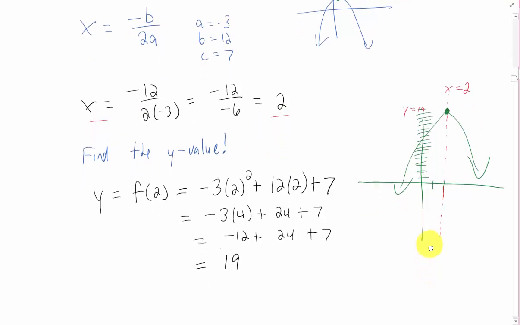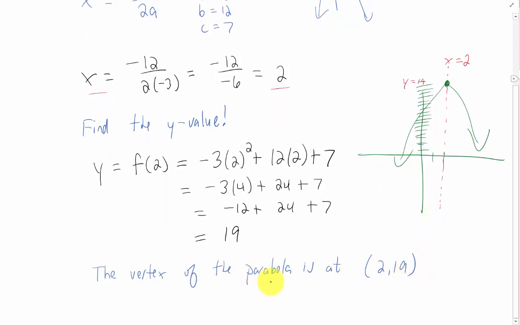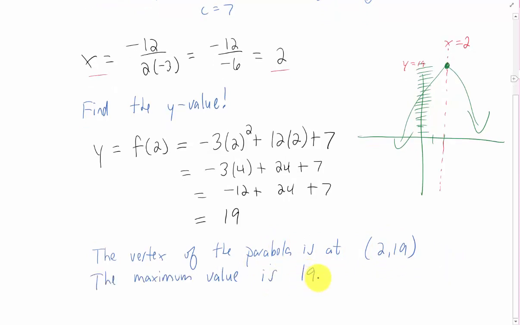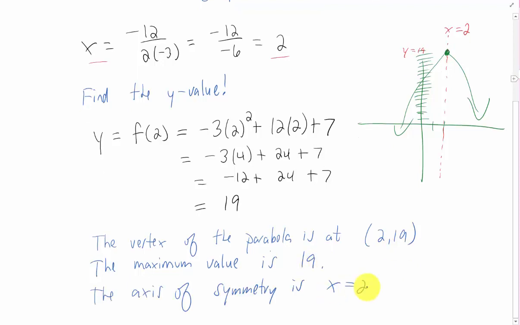So let's summarize by answering that question. First, the vertex of our parabola is at the point (2, 19). The maximum value of that parabola is then the y value, 19. And the axis of symmetry is the equation x equals 2.